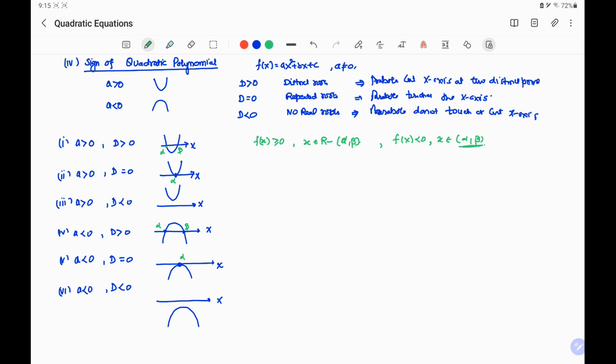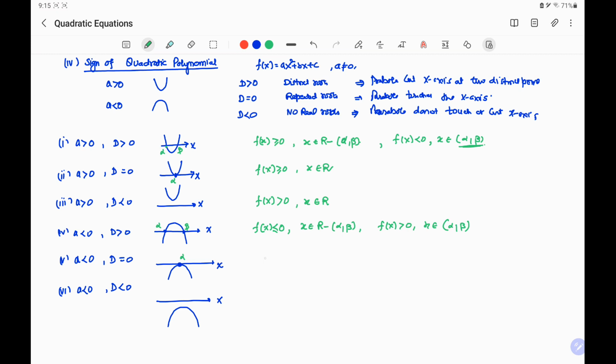In second case, graph touches the x-axis, so we can write that f(x) is greater than or equal to 0 for x belonging to R. In third case, we can write that f(x) is always positive for all values of x belonging to set of real numbers. In fourth case, f(x) is less than or equal to 0 if x belongs to set of real numbers minus (alpha, beta), and f(x) is greater than 0 if x belongs to the value ranging from alpha to beta, excluding alpha and beta.